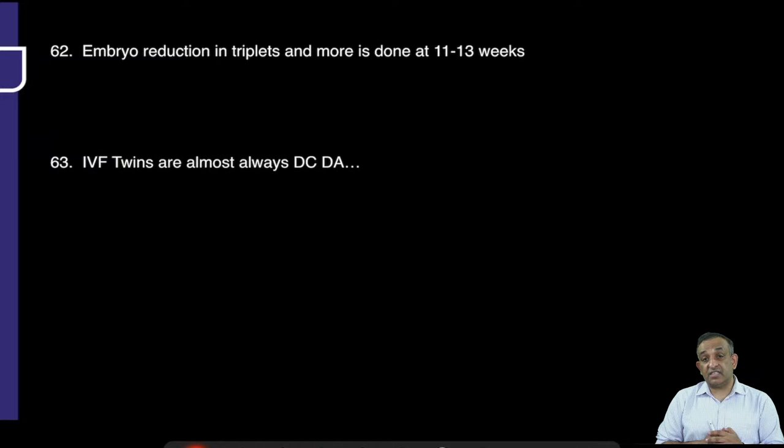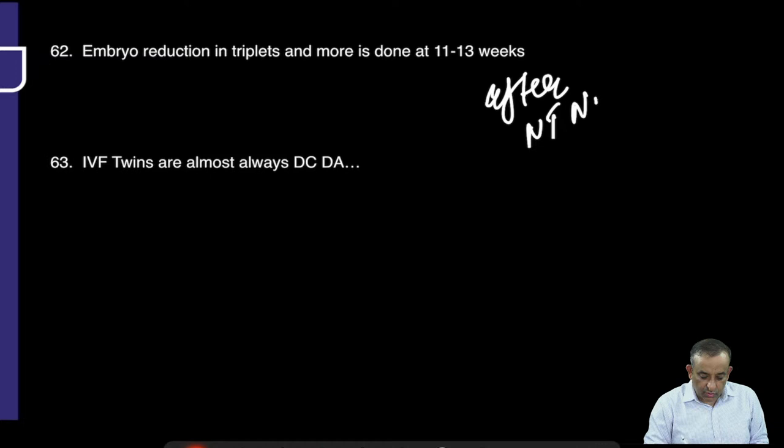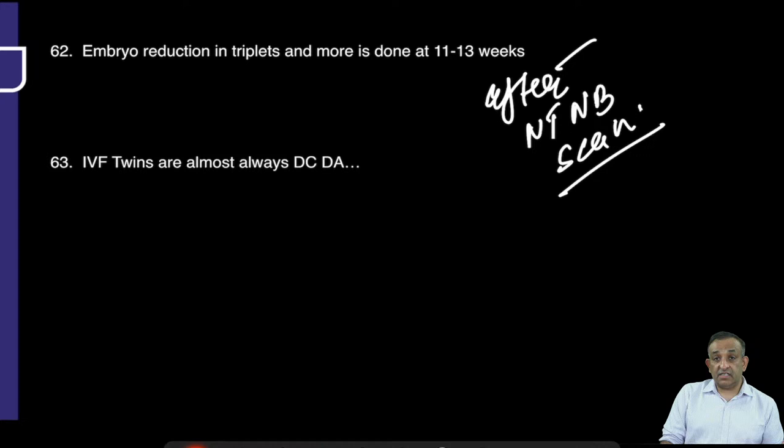Now, why 11 to 13 weeks? You can see the heartbeat even at 6 weeks, but why wait till 11? At 11 to 13 weeks, you can do the NTNB scan. So this is after the NTNB scan. So if you've done the nuchal translucency and nasal bone assessment, and if it is fine, there are three babies, and out of three babies, these two babies are looking perfectly healthy. The formation of the baby is fine, and the NTNB scan is good. And the third baby is the one which is not looking the best. That's the baby which is terminated. Okay, so obviously the best two ones will be saved.